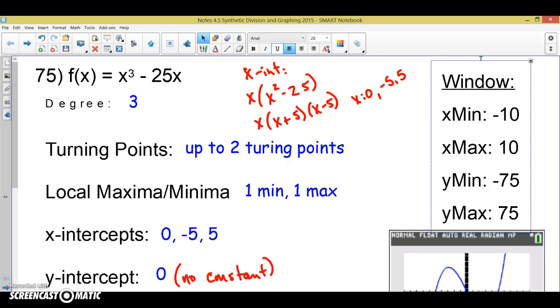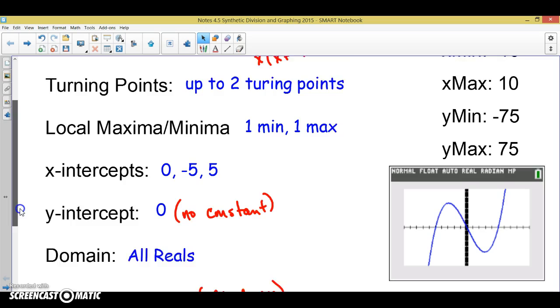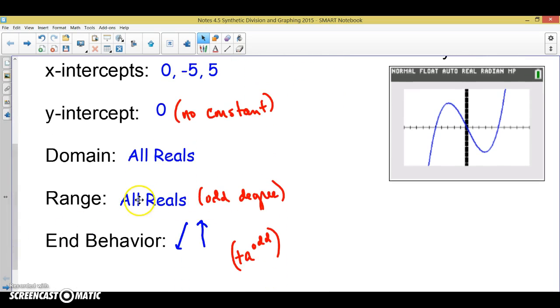Okay, so here are the answers to your homework. You may need to pause as you're checking. In order to find the x-intercepts, I factored out a common factor and then factored as a difference of squares. And then the range, since it had an odd degree, is just all real, so we didn't need to use our calculator for that.